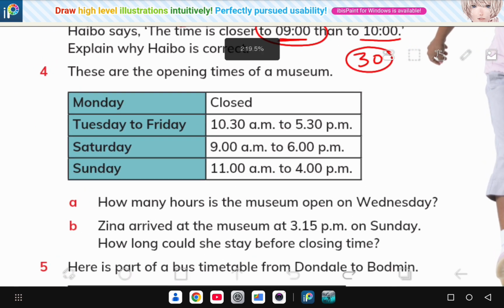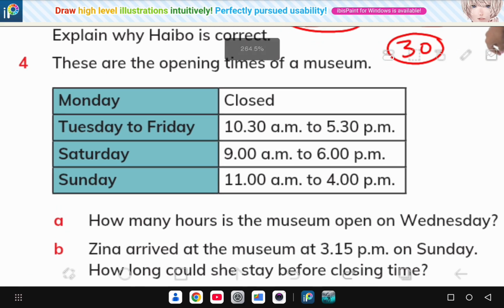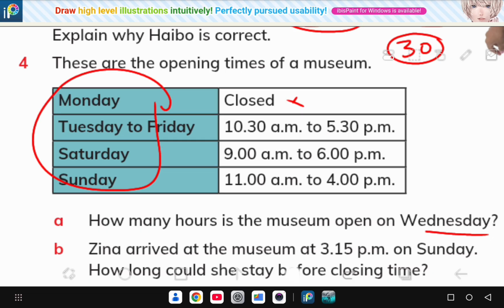Question number 4, which we need to focus on a little bit. It says these are the opening times of a museum. On Monday, it's closed. Tuesday to Friday from 10:30 a.m. to 5:30 p.m. Saturday it opens at 9 a.m. to 6 p.m. and on Sunday from 11 a.m. to 4 p.m. A says, how many hours is the museum open on Wednesday? Where's Wednesday? I don't have Wednesday in here. No, I do. It's between Tuesday to Friday.